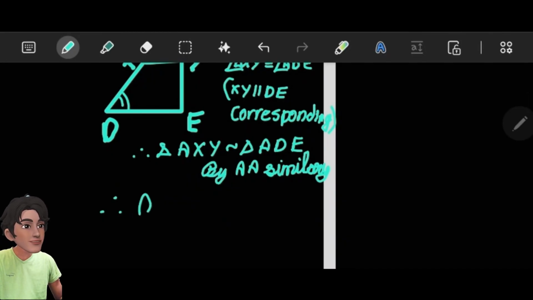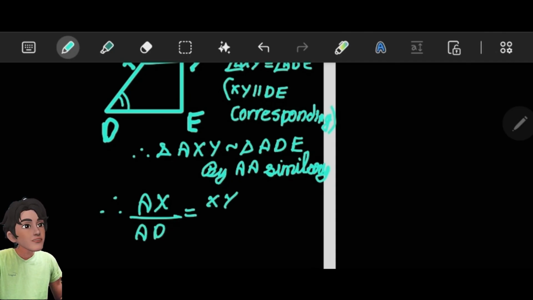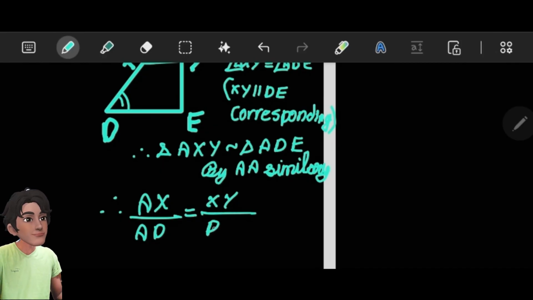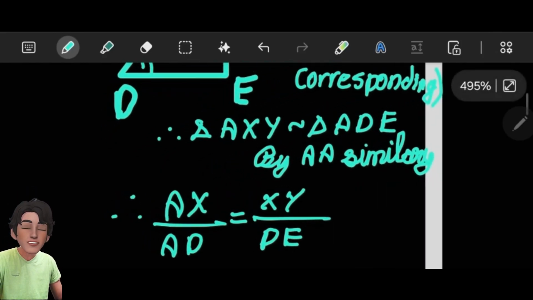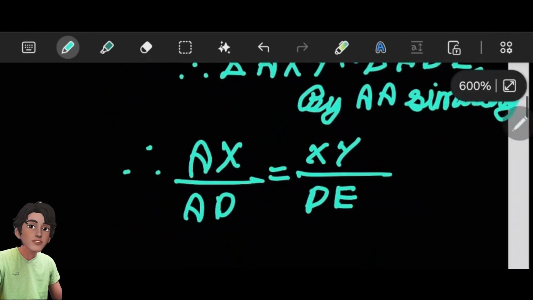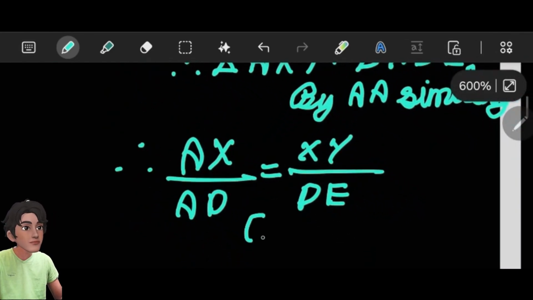Now, we can write that AX by AD is equal to XY by DE, as they are corresponding sides of similar triangles. They both are of equal ratio.